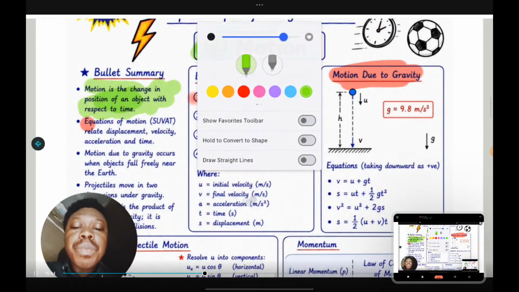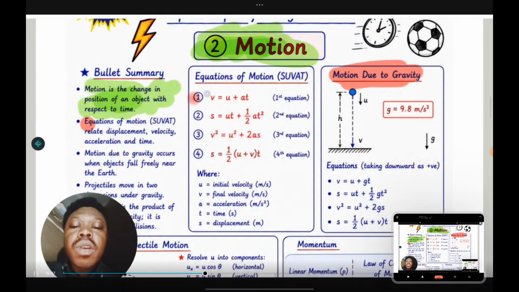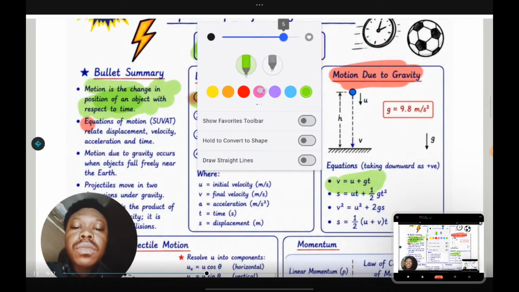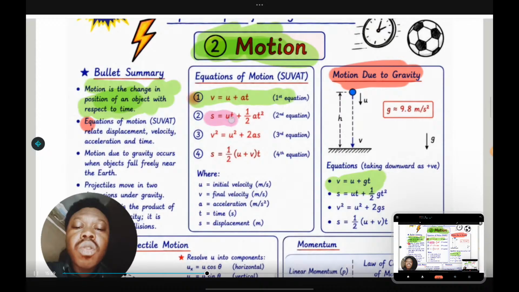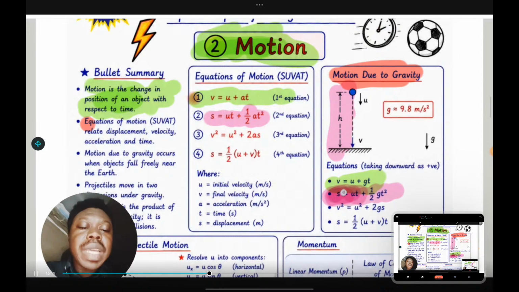Now, I group this topic based on their relationship. Look at equation 1, V equals U plus AT. Under gravity, V equals U plus GT. A becomes G. Is that clear? For equation 2, I have S equals UT plus half AT squared. Then under gravity, S equals UT plus half GT squared. This S can become H, based on height. Is that clear? Hence, this S can become H.